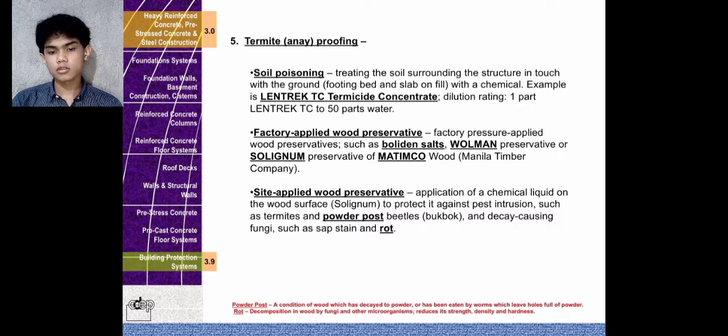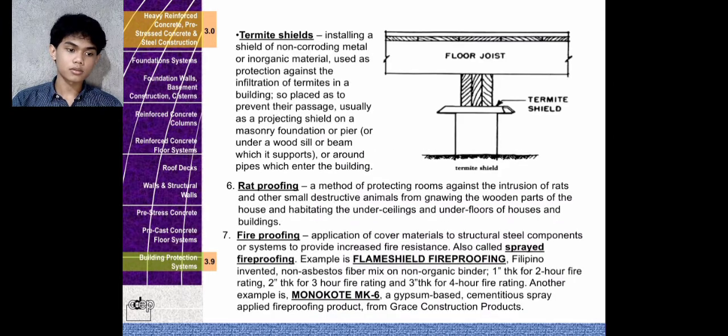The third one is the most used one. It's the site applied wood preservative. The application of chemical liquid on the wood surface, Selignum, to protect it against pest intrusion, such as termites and powder post beetles, or in Filipino dialect, pukpok, and decay-causing fungi such as sap stain and rot.